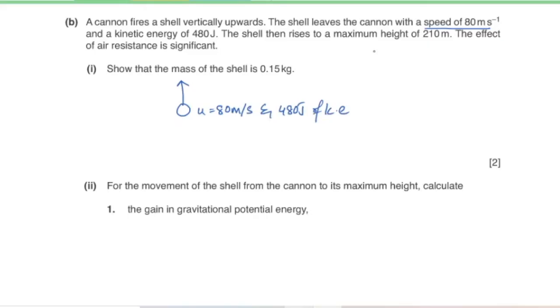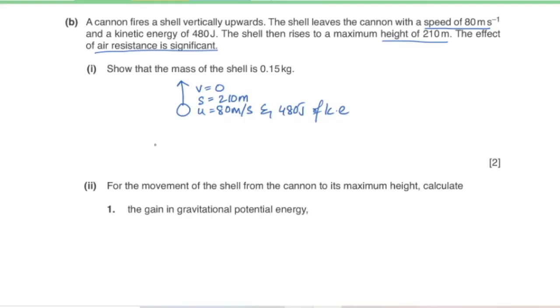The shell then rises to a maximum height of 210 meters. So it covers a vertical distance of 210 meters, and maximum height means it has reached the maximum height it could cover with final velocity as 0. The effect of air resistance is significant, so we're not going to consider acceleration as negative 9.81 because air resistance is significant. So show that the mass of the shell is 0.15 kilograms.